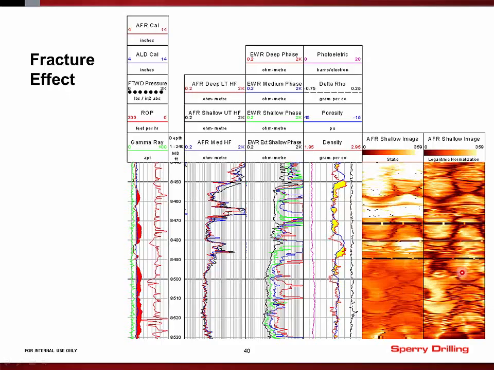And over on the right, I've got an image from the AFR, which is the azimuthal focused resistivity tool. That's a tool which I'll talk to you about later on in the presentation. But it can identify fractures in the borehole wall. This is an image of the borehole wall, and you can see these dark features showing up in the image, which are fractures. The borehole is heavily fractured in this area.